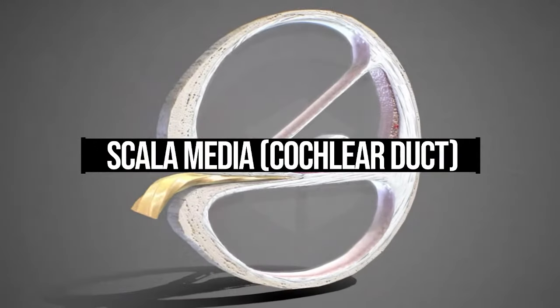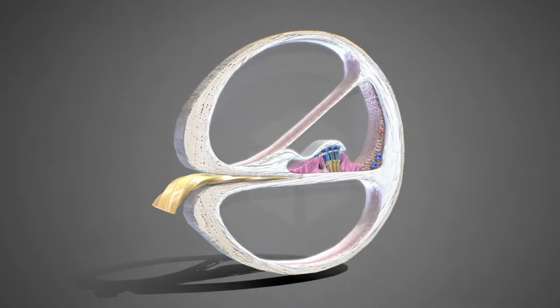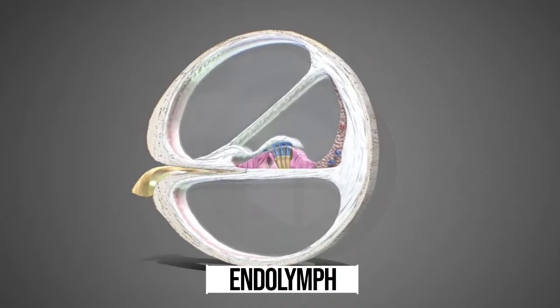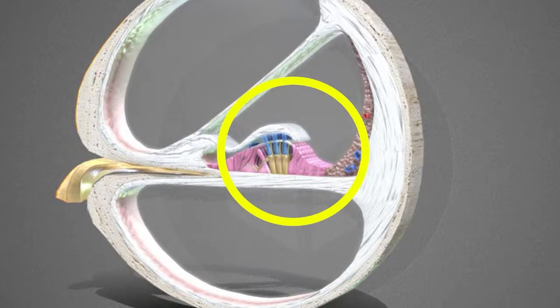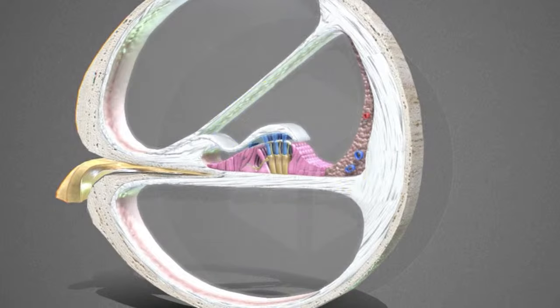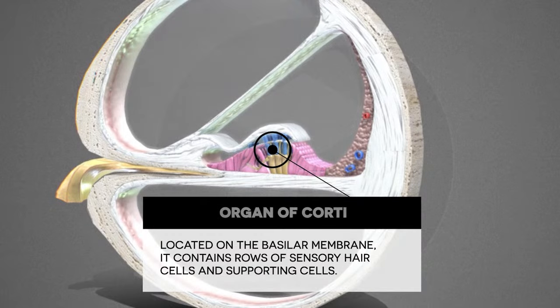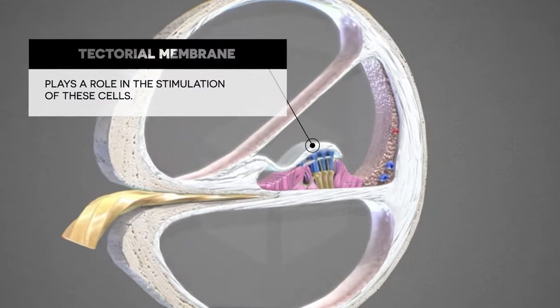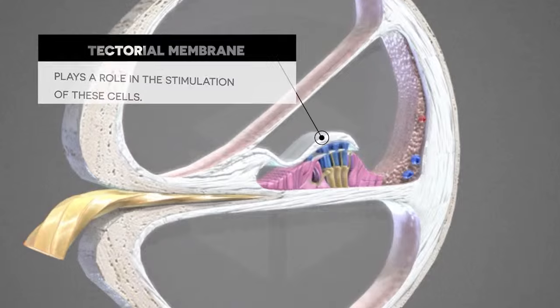Scala media or cochlear duct. The scala media contains a different fluid called endolymph, which is rich in potassium and crucial for the transduction process. It houses the organ of Corti, the sensory organ of hearing. Organ of Corti. Located on the basilar membrane, it contains rows of sensory hair cells and supporting cells. Above the hair cells is the tectorial membrane, which plays a role in the stimulation of these cells.